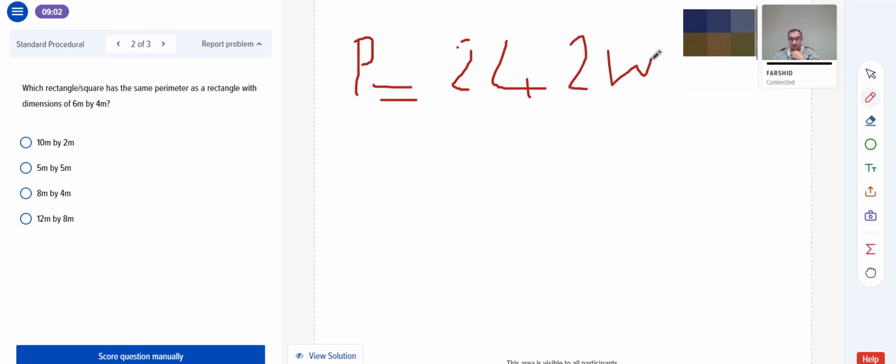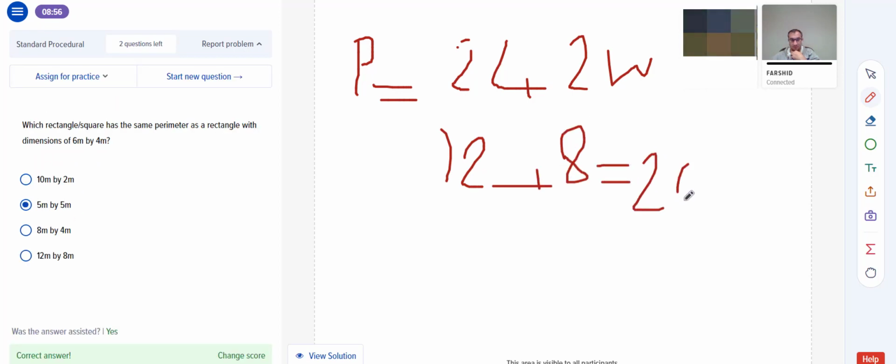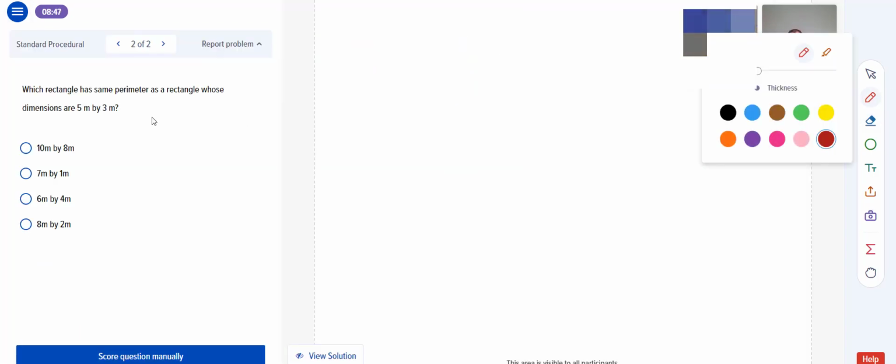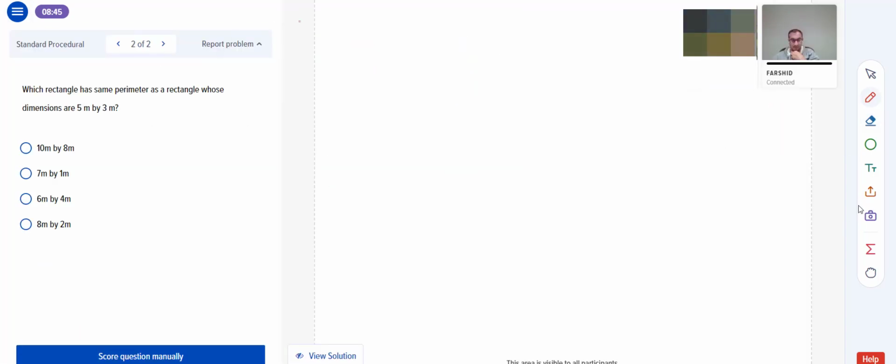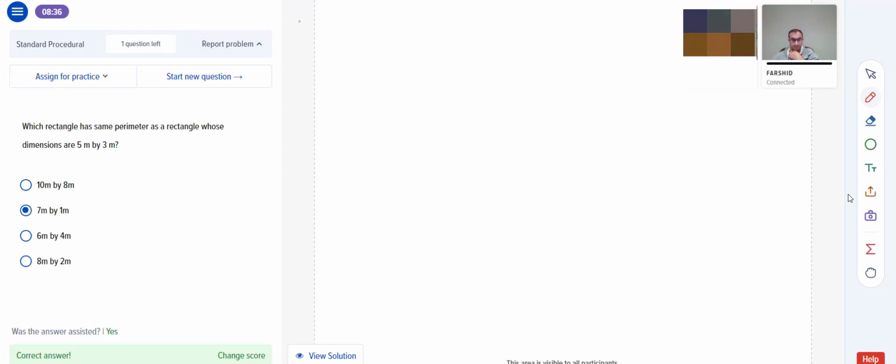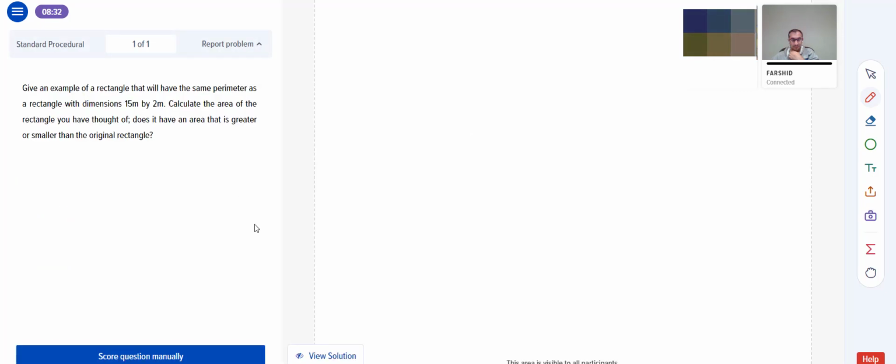12 and 8, 20. Okay, so we have 12 and also 8. 5 meter by 5 meter. Good job. So you go for the next one. What rectangle has the same perimeter as, so that's 10 and 16. Okay, there we go. Good job. I already did the next one.